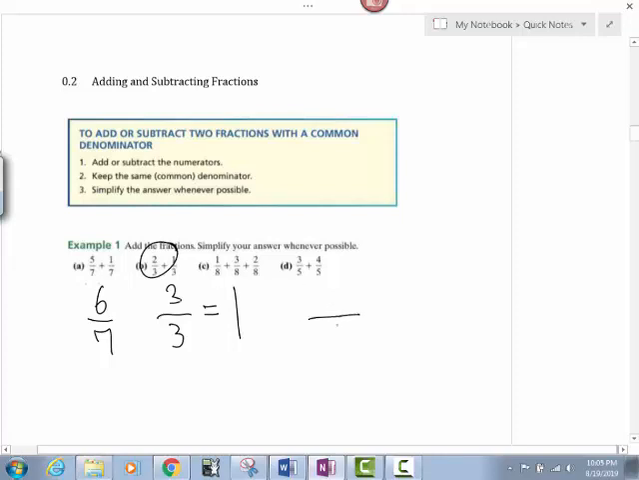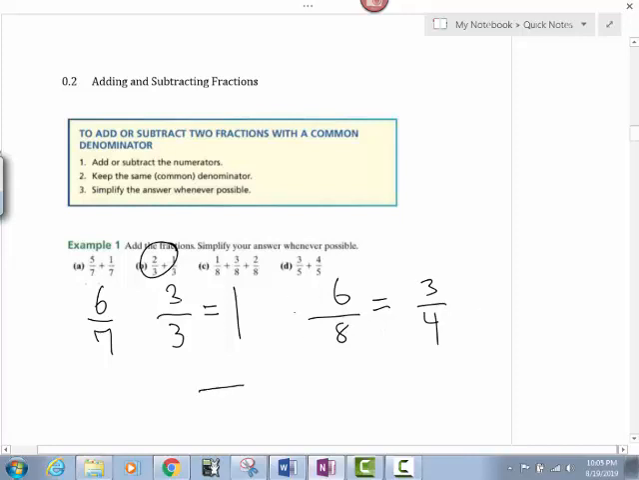The bottom number here is going to be 8. Now I'm going to add all my numbers on top. So 1 plus 3 is 4. 4 plus 2 more is 6. Now I can reduce that fraction. We can divide both those numbers by 2. So 2 goes into 6 3 times, and 2 goes into 8 4 times.